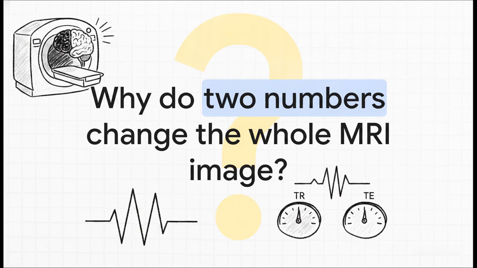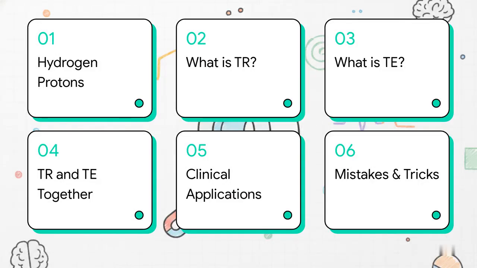And yeah, I know exactly what you're thinking: physics, equations, endless memorization. But I promise you, by the end of this explainer, you are going to understand TR, TE, T1 weighting, and T2 weighting intuitively. We're going to ditch the confusing textbooks and focus on pure visual understanding. No memorizing definitions required. So here's our roadmap for today.